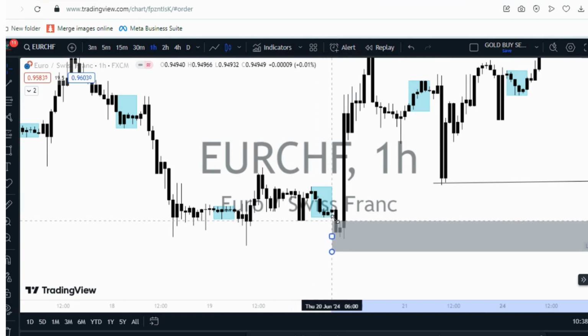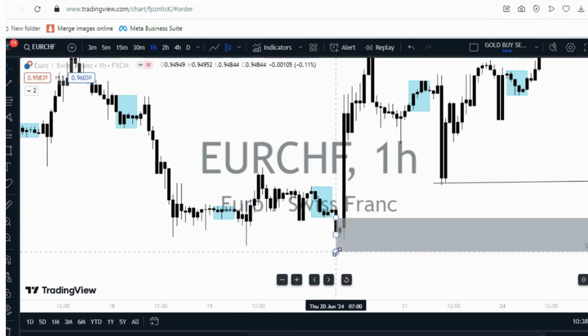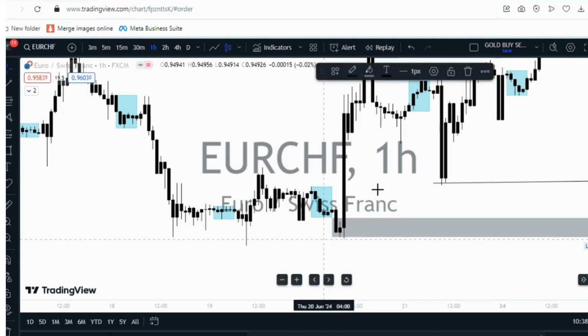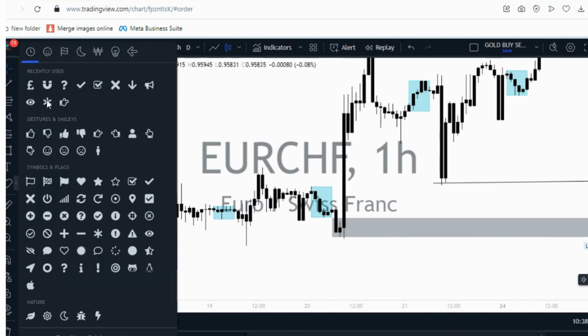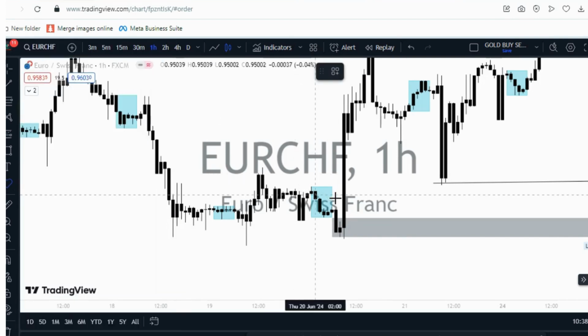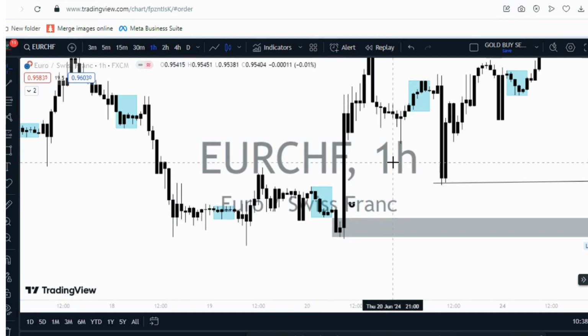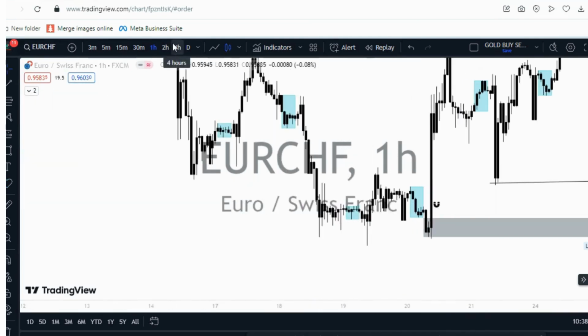Beautiful. This right here and this right here. If you can find such candles, trust me, those are beautiful zones that you can look to trade from. So now we've identified our order block. Let's see how many pips this is.